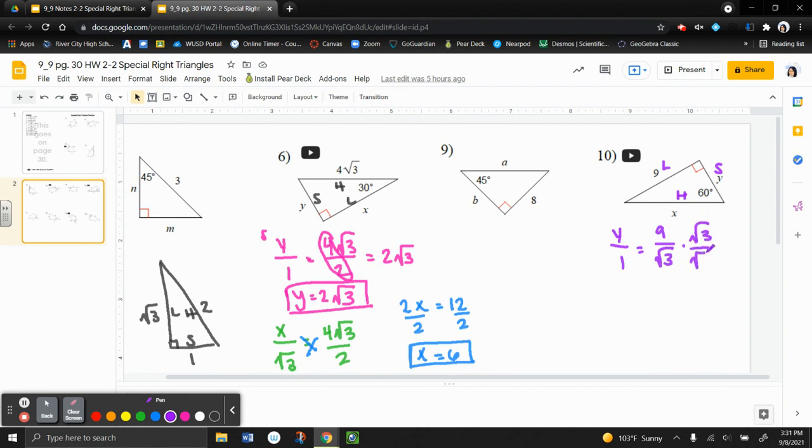So my big one is square root of 3 over square root of 3. So then I have 9 root 3, and square root of 3 times square root of 3. The radicals cancel out. We end up with 3. And then we can simplify here. 9 divided by 3 is 3. So it's going to be 3 times the square root of 3.